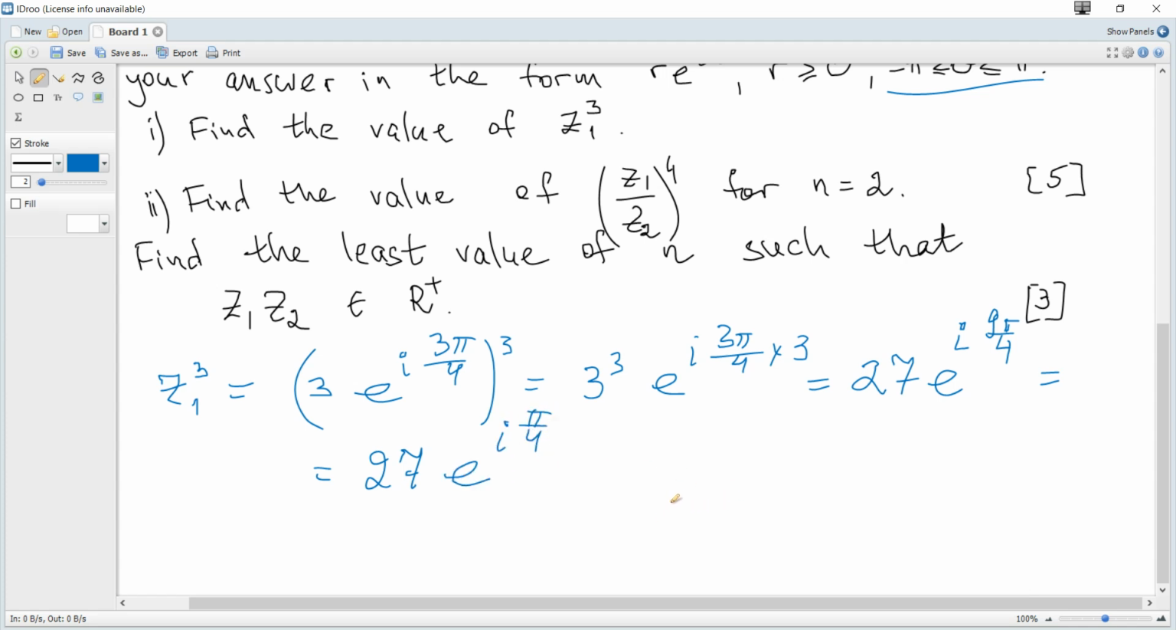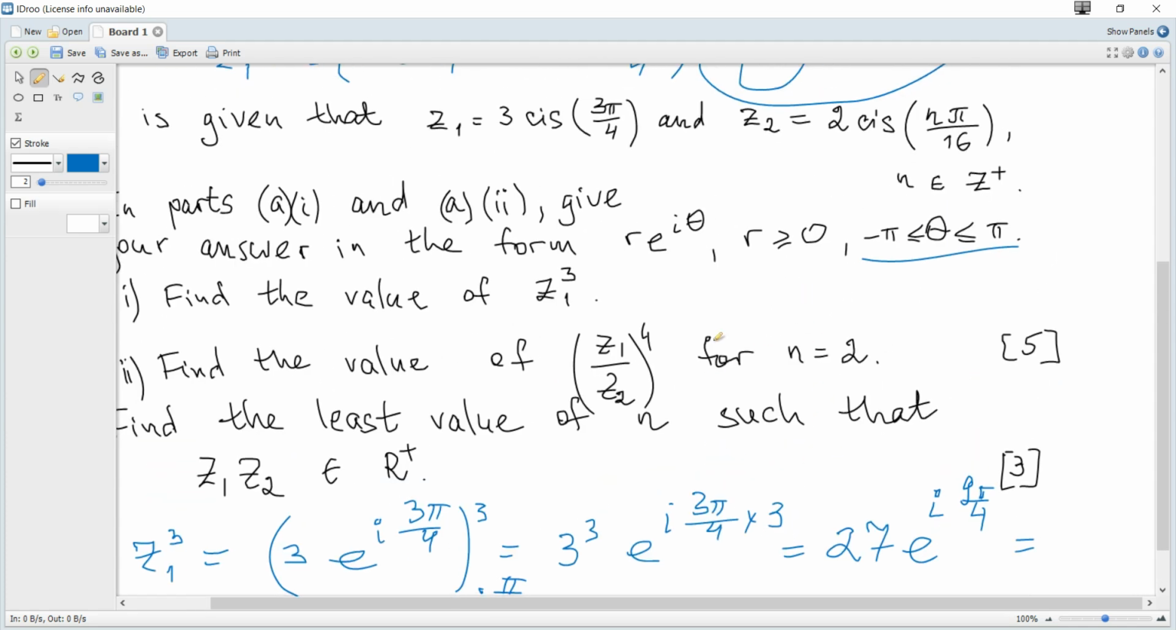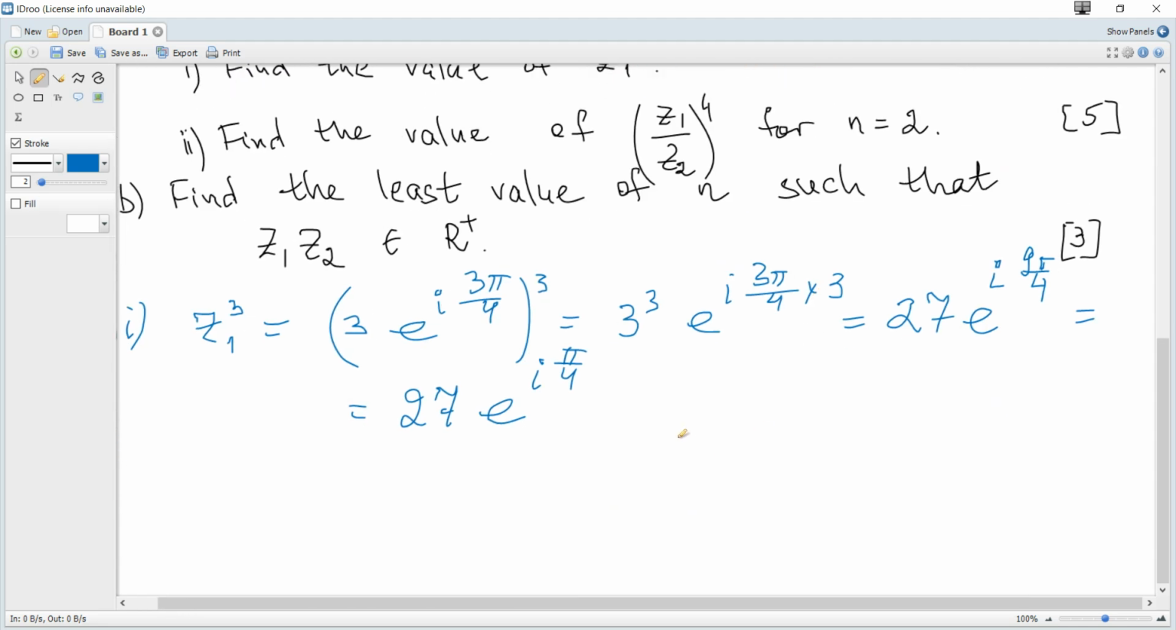In general, if it is required to get the answer, some value, you may calculate using a calculator, and that's all, or it's not required here because the answer must be in such form. But in general, if you need to calculate it, you may use just a calculator, or it's the same as 27 cos pi over 4 plus i sine pi over 4. And you can see how to convert in the Cartesian form.